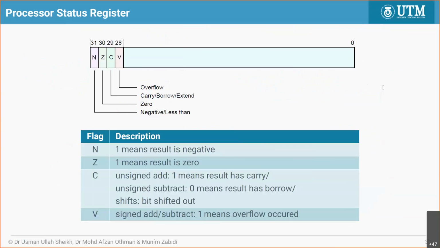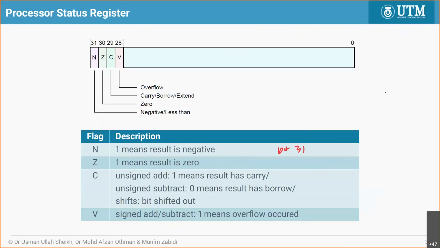All right. After you do your add, subtract, whatever, the results will be in the processor status register. We have the NZCV bits. N means the result is negative, very easy. Just look at the most significant bit. Most of the time this will be bit number 31. It's the same thing as bit number 31.